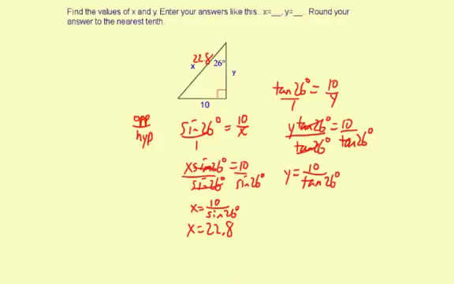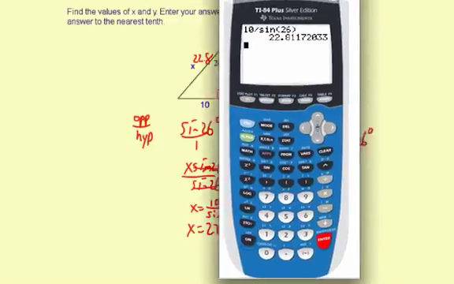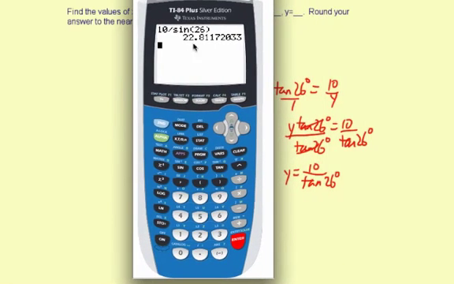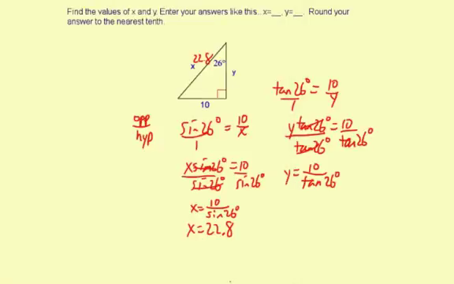Back to the calculator. 10 divided by the tangent of 26 degrees, 20.5. So y equals 20.5.